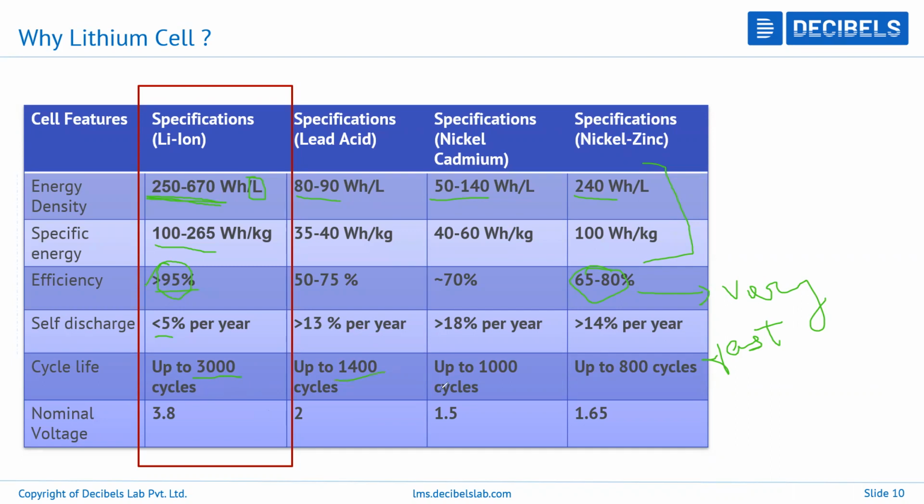While you can see lead acid batteries have to be replaced every now and then, like every 2-3 years or so. And it is the lowest in terms of nickel batteries.